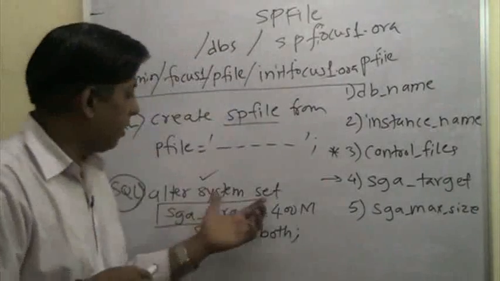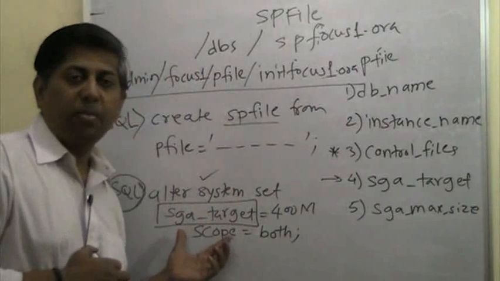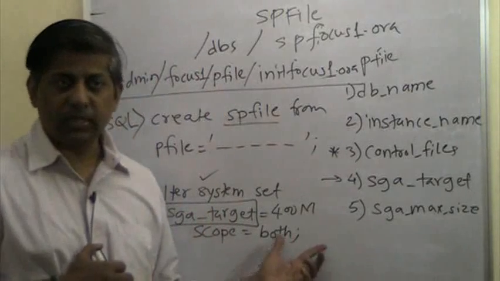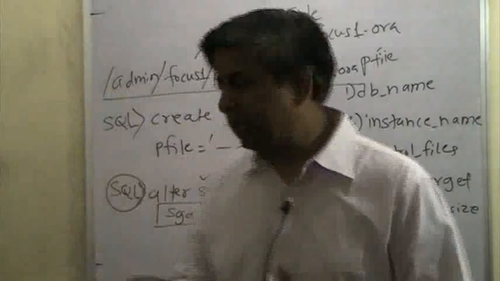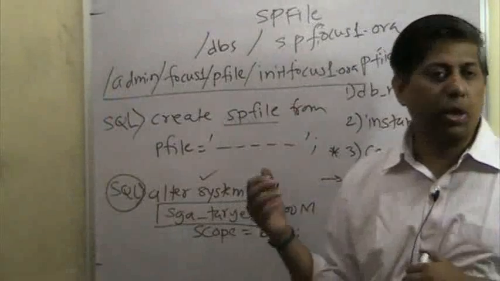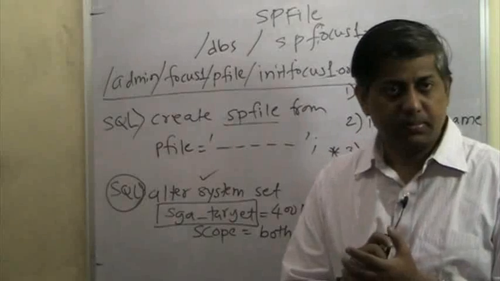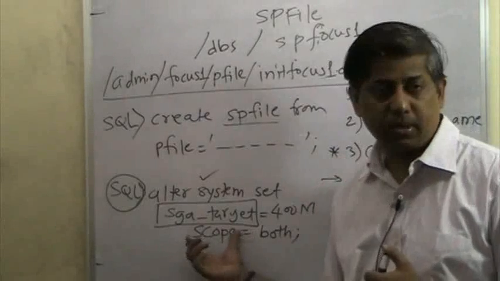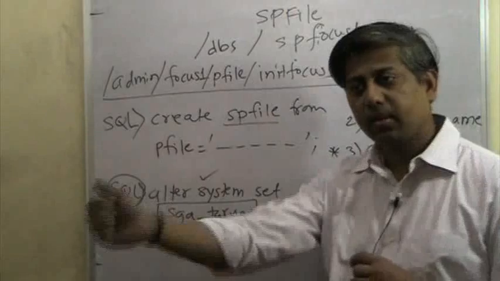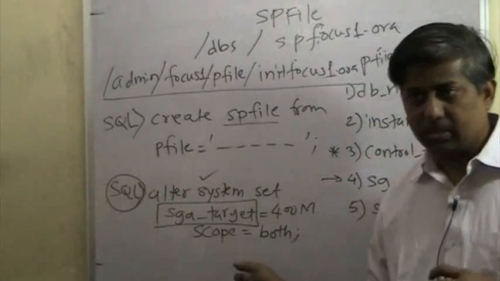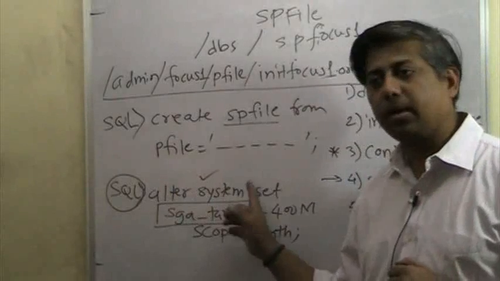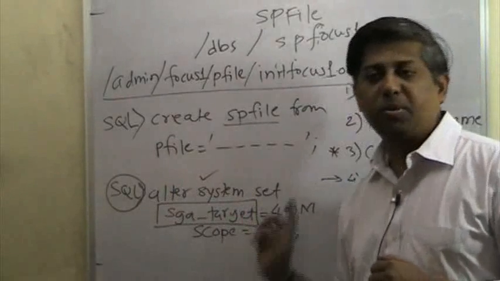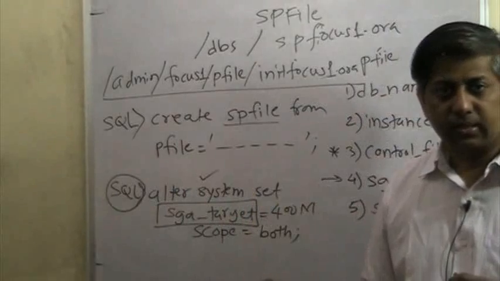What does the alter system command do? It will change the init parameter values. SP file is required. If we had only P file, this alter system command cannot be fired to change the init.ora parameter. So to change the initialization parameter dynamically, we use the alter system command, and the alter system command requires an SP file. That is in a nutshell.